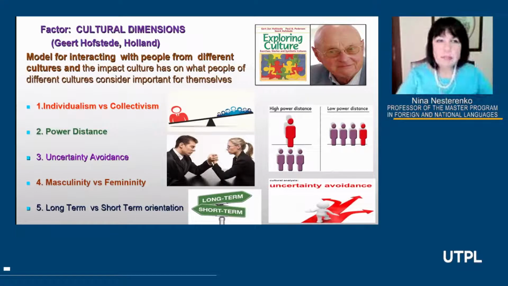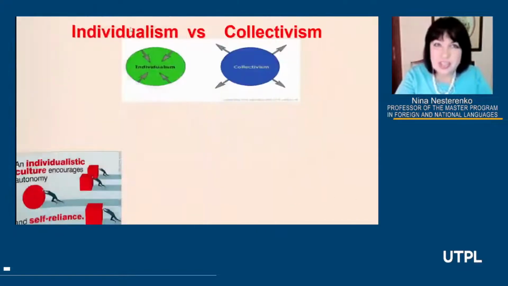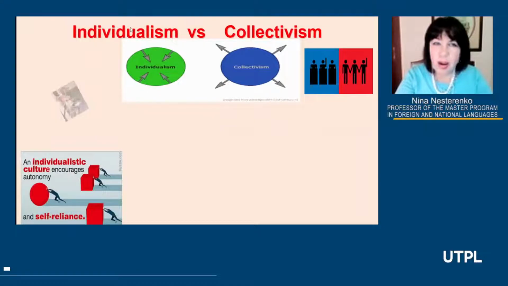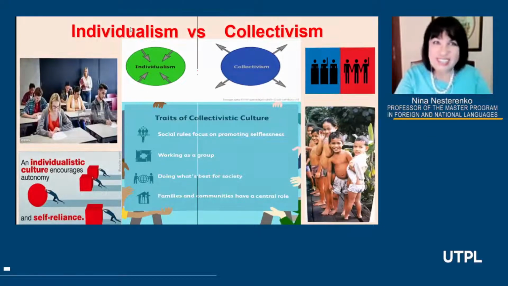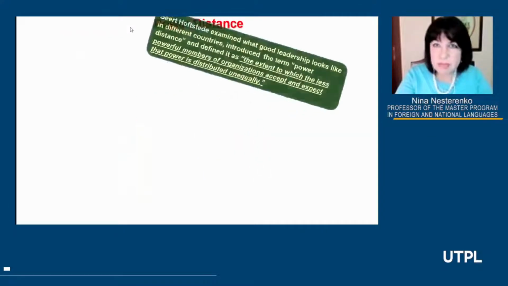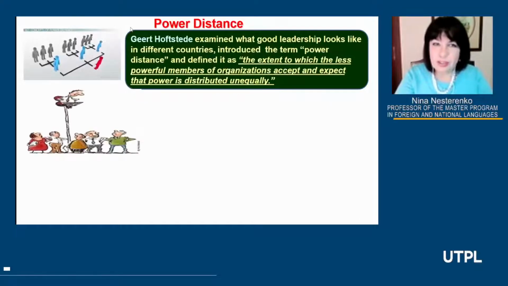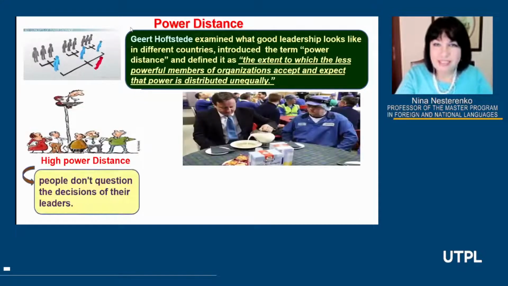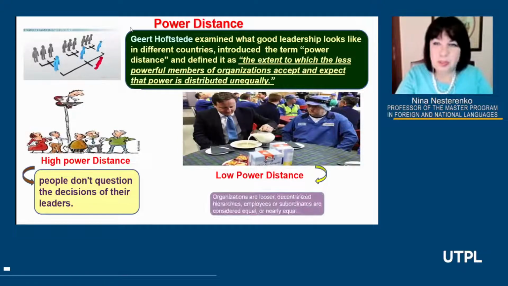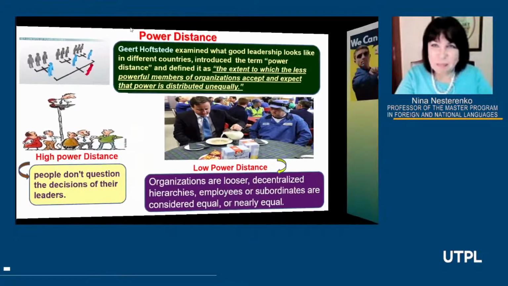So these are just some of these dimensions that I have mentioned before. If you decide to enroll in this master's program, we're going to analyze in depth and give more examples, and it will help you understand people from other societies in a better way.